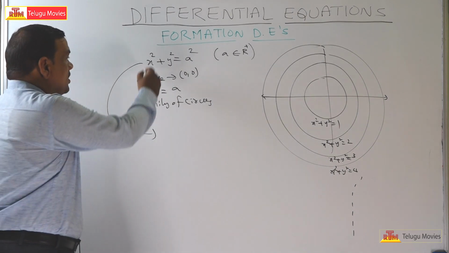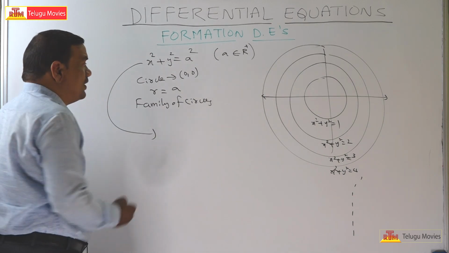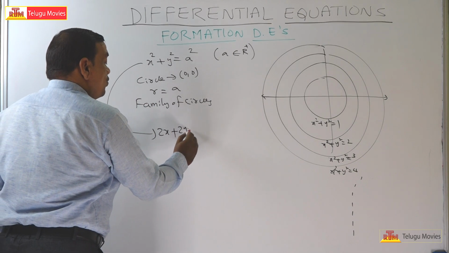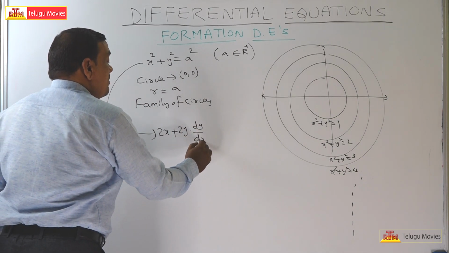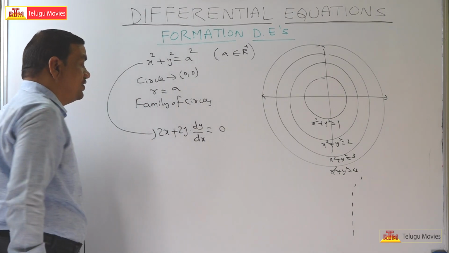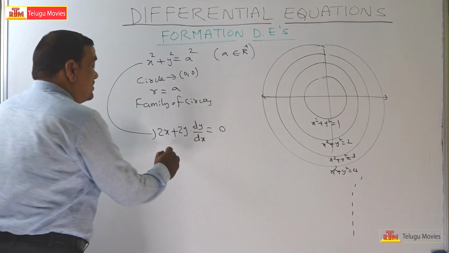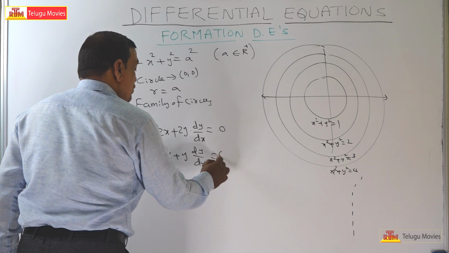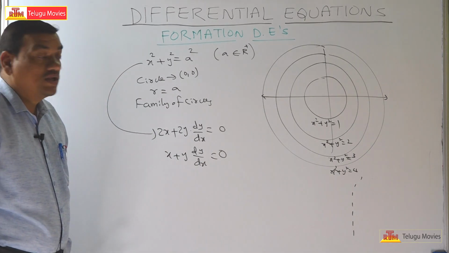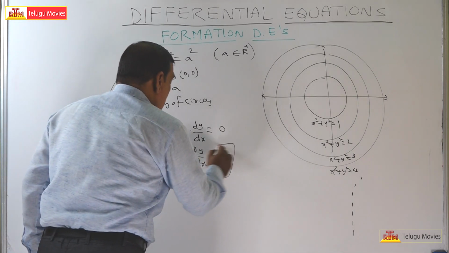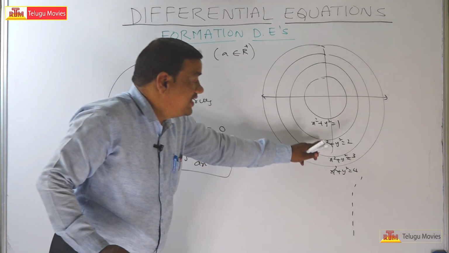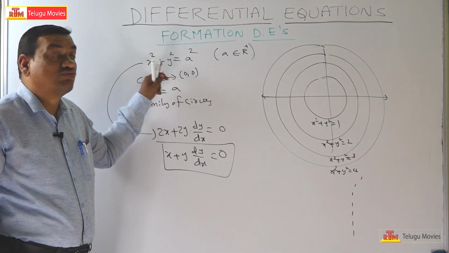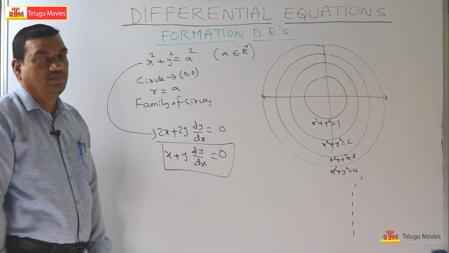Now if you differentiate with respect to x on both sides, what will you get? 2x, plus y square gives 2y dy by dx, and a square's derivative is 0. That means x plus y into dy by dx is equal to 0. Understand this? So this is the equation which satisfies each and every member of the family of circles x square plus y square is equal to a square.